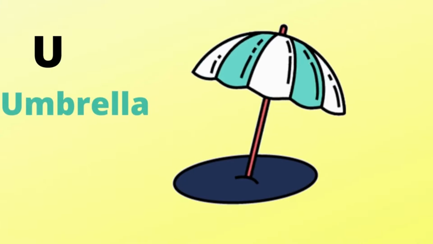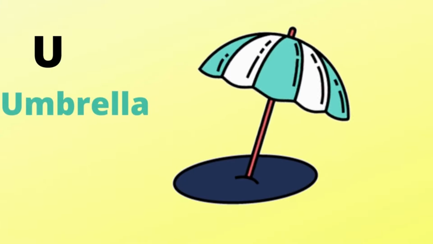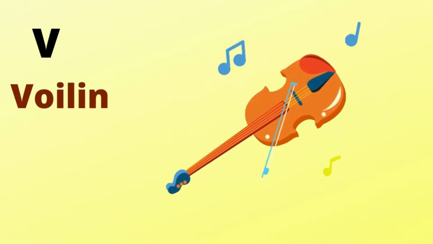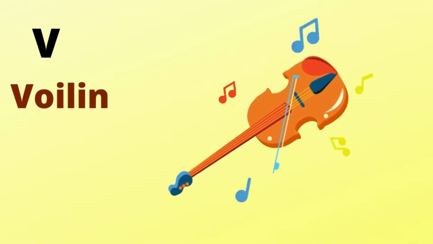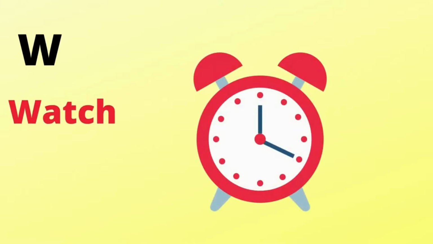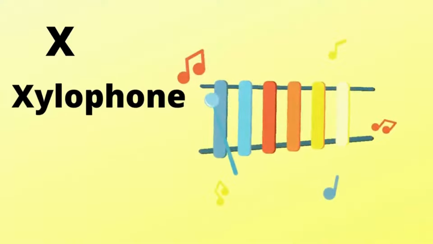U is for umbrella, umbrella. V is for violin, v, v, violin. W is for watch, w, w, watch. X is for xylophone, z, z, xylophone.